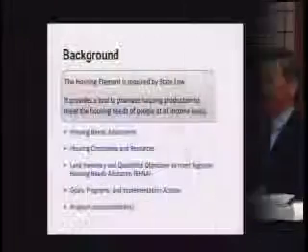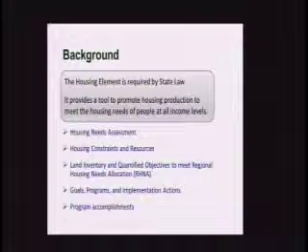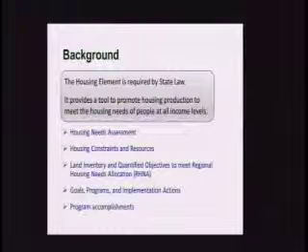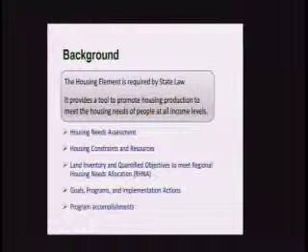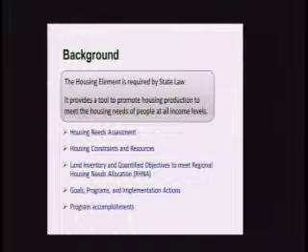So just as a bit of background, the housing element is required by state law. It is an element of the general plan, and it's the only element of the general plan that's required to be approved by the state, by the Department of Housing and Community Development, and to be reviewed annually by the state. And it provides a tool to promote housing production to meet the housing needs of people of all incomes and all needs within the community. And there are essentially 5 mandated sections of the housing element.